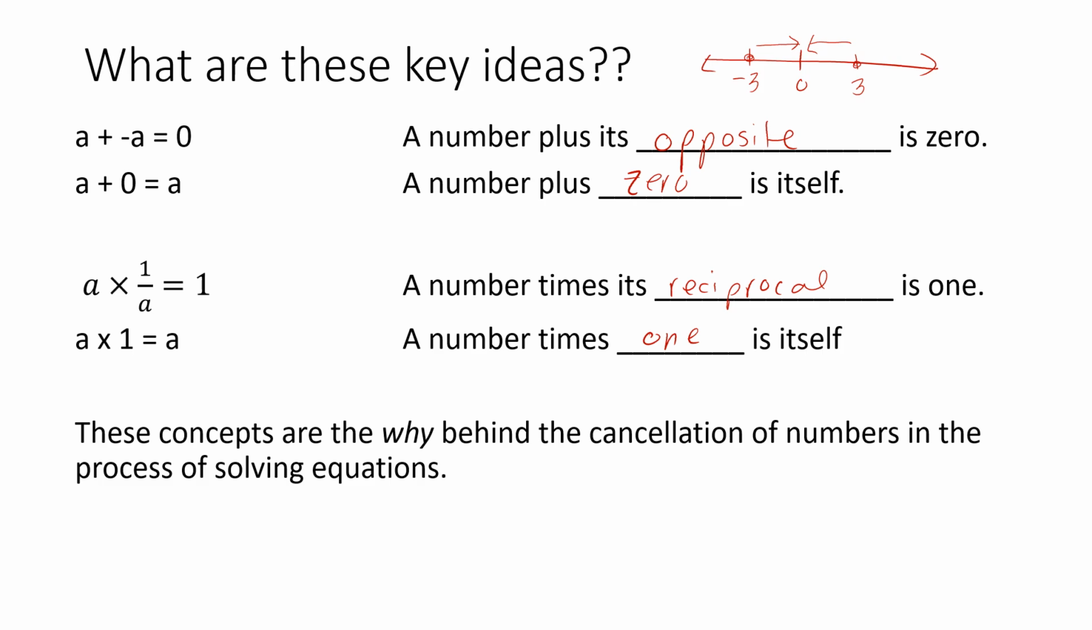And if you don't know why the things cancel out, then you will eventually do something that does not cancel, thinking that it cancels. And so these concepts here, okay, the idea of getting a 0 or getting a 1 as the result of some kind of arithmetic problem, and the fact that a 0 and a 1, depending on whether you're adding or multiplying, will leave a number unchanged, are the whys behind the cancellation.